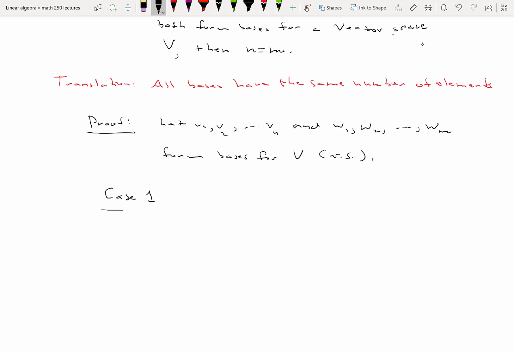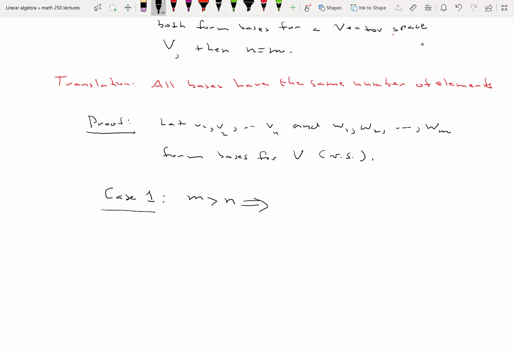Case one. Well, we have two bases. There are only three possibilities for m and n. Either m is more than n, or n is more than m, or m and n are equal. So case one. Suppose that m is more than n. If m was more than n, that would imply what?